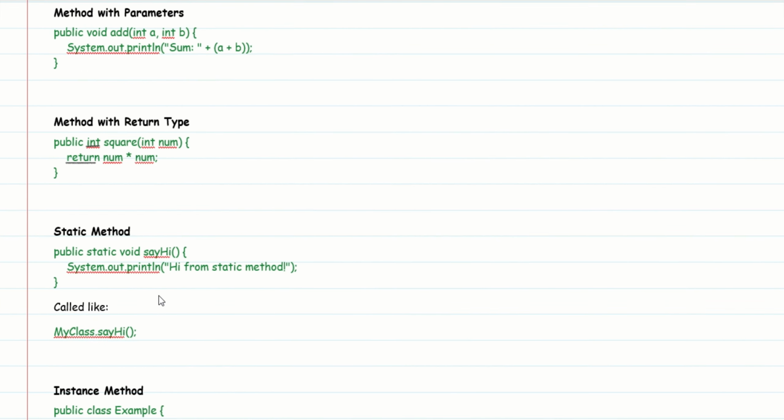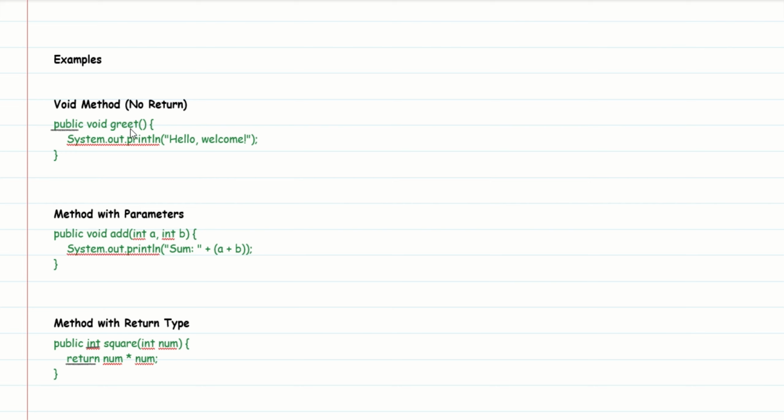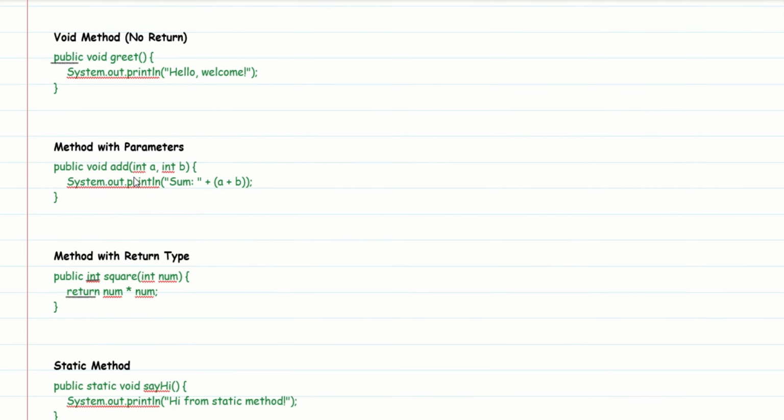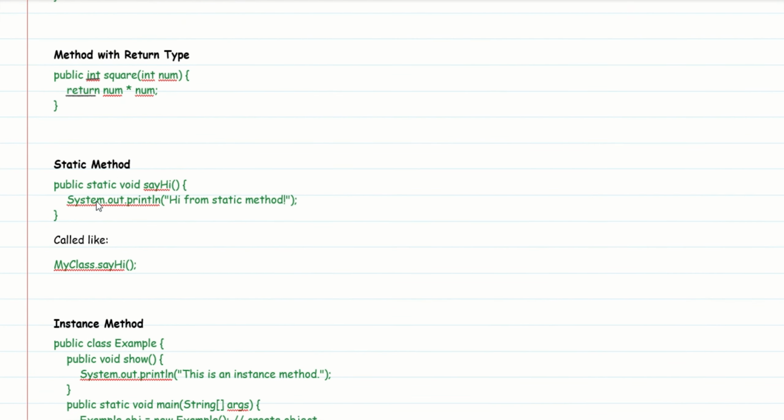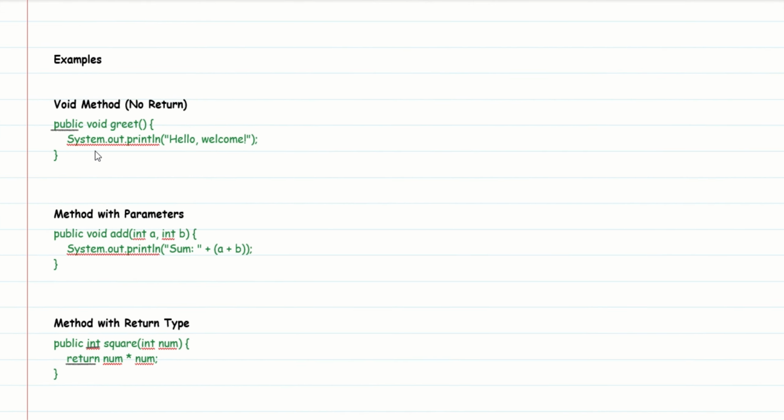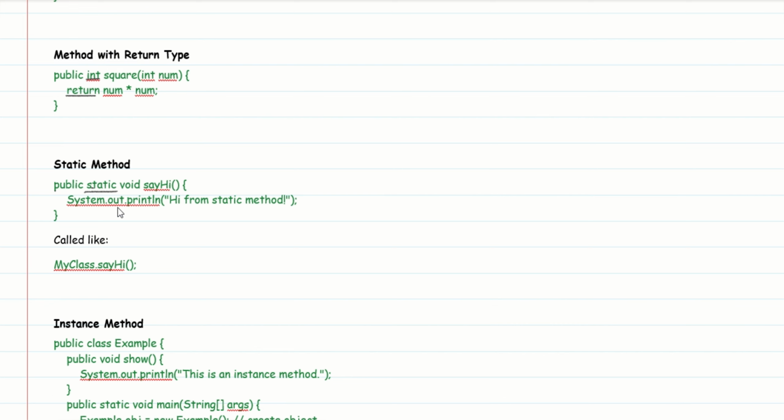Then the static method. In all the previous cases, if you want to call the method, you need to create an object, and using that object you need to call it using the dot operator. Here, in case of a static method, no need to create an object. You can directly call it with the class name. The only difference is that we need to use the static keyword. So the access modifier is public static, then no return type, then the method name sayHi, printing hi from static method. It's similar to the first one, the only difference is the static keyword.